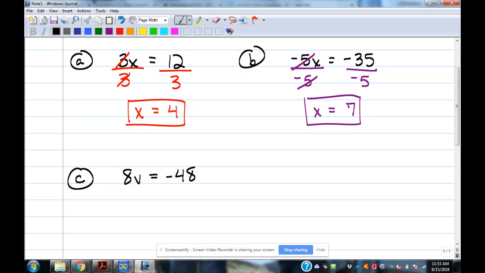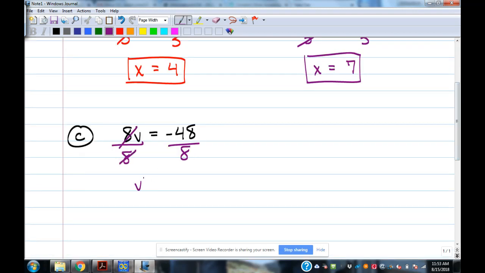Okay. What operation are we using? Everybody's getting there. Dividing by 8, right? And 8's canceled. There's v by itself. And negative 48 divided by positive 8 is negative 6, what we should all be getting. Negative 6. Opposite or different signs, when you multiply or divide, the answer is going to be negative. The signs are the same, the answer is positive.